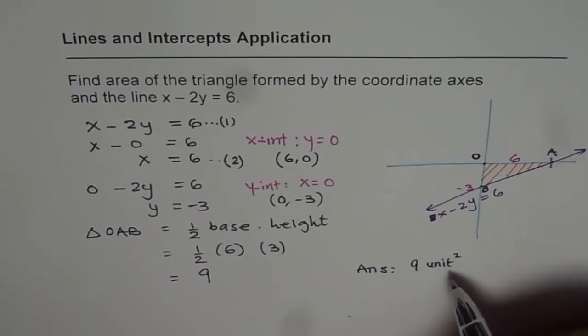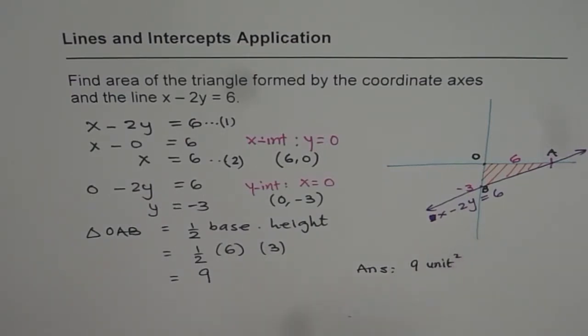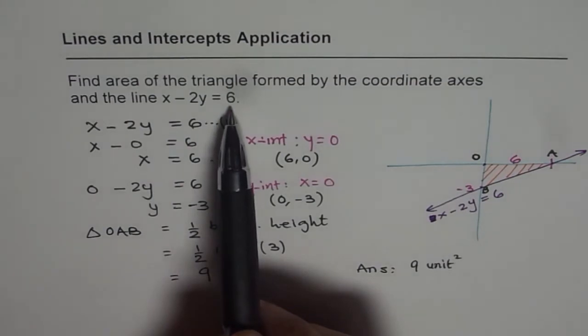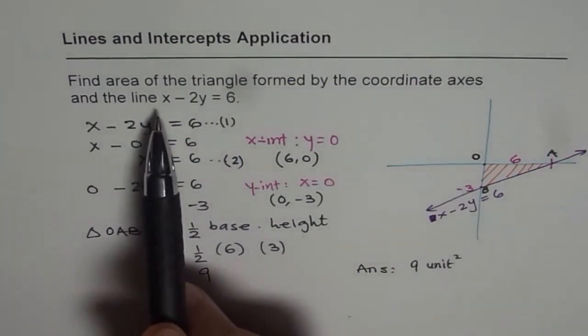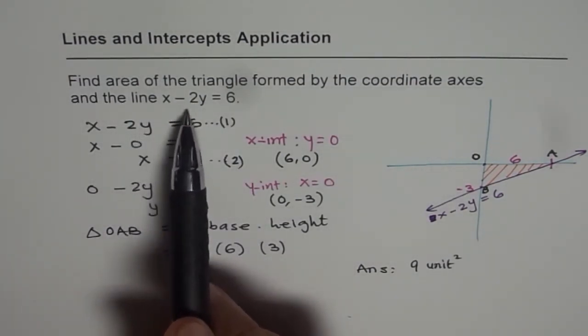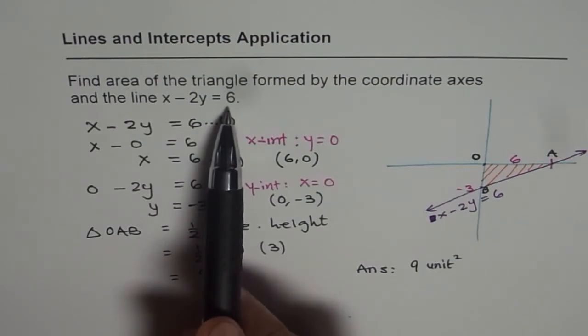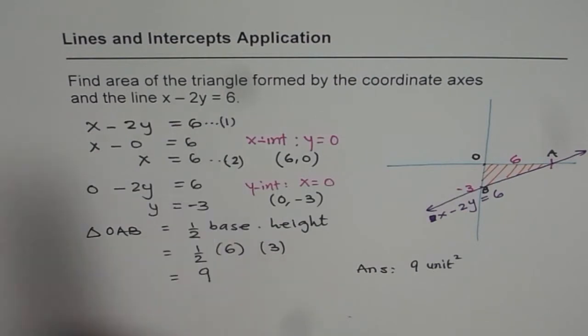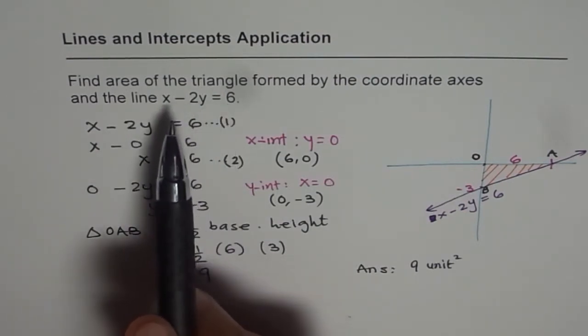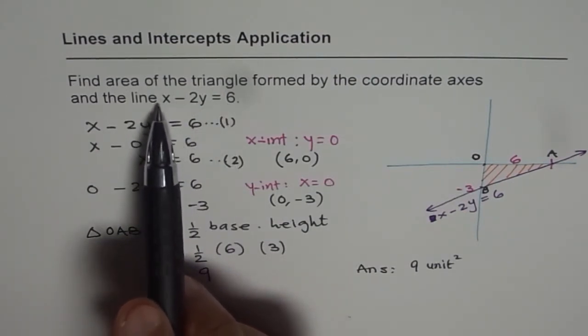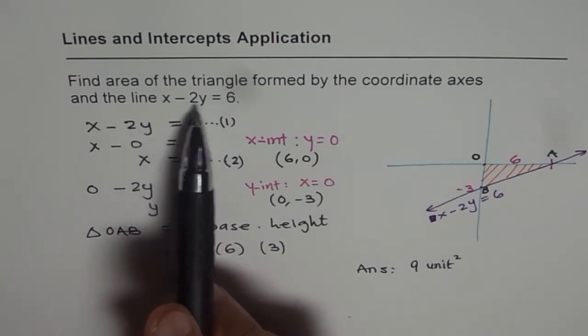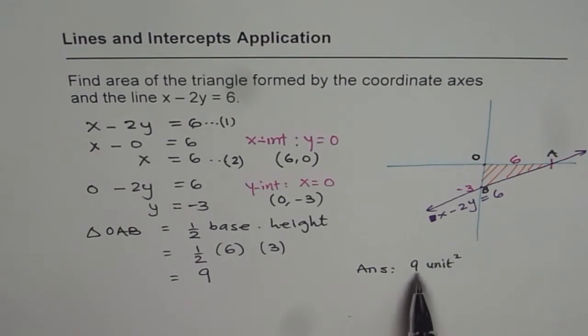Now we did develop a formula for this, which was c square divided by 2 times the coefficients a and b. Now c square is what for us? 6 square. 6 square is 36, right? 36 divided by 2 times the coefficients of x and y. So 2 times 1 times 2. 36 divided by 4 is 9, right?